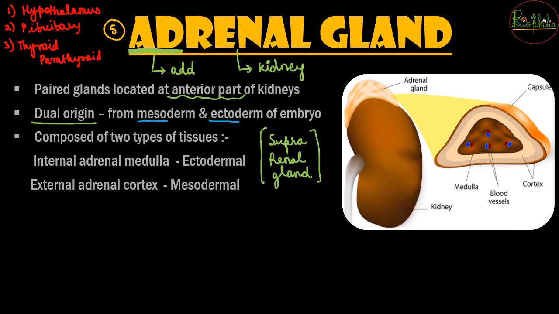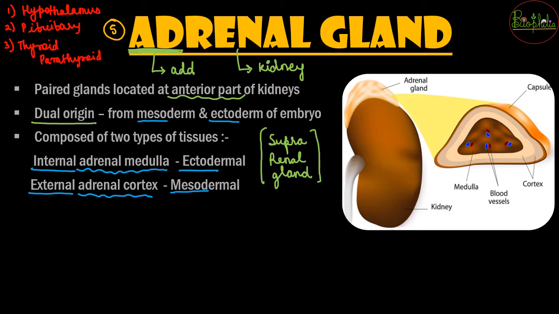Now since the origin is coming from two germ layers, it is going to have two different types of tissue. The first type of tissue is called adrenal medulla and the second one is called adrenal cortex. Now the medulla is on the internal side and it originates from the ectoderm, whereas the adrenal cortex on the external part of the gland will be coming from the mesoderm. So this is a very important point to understand about the adrenal medulla and cortex: where they originate from and where they are present on the adrenal gland. So medulla on the inner side, cortex on the outer side.